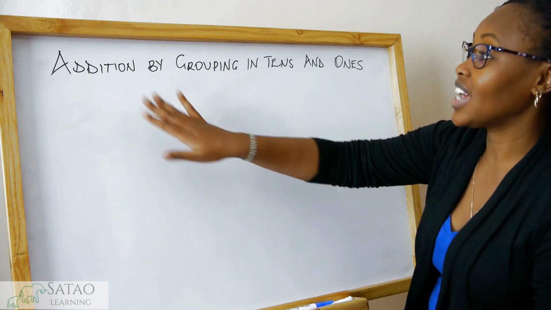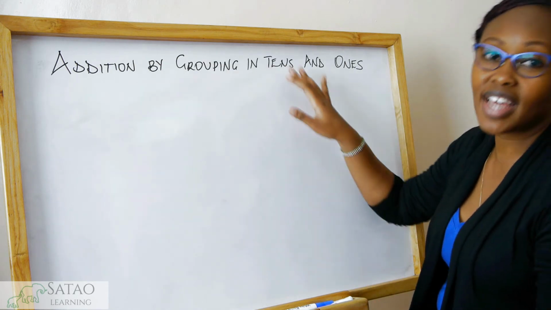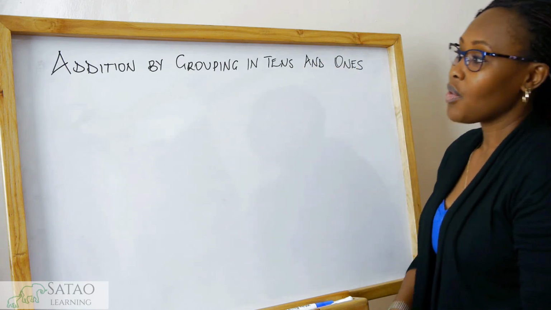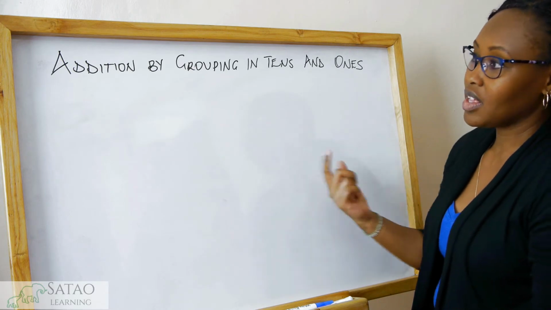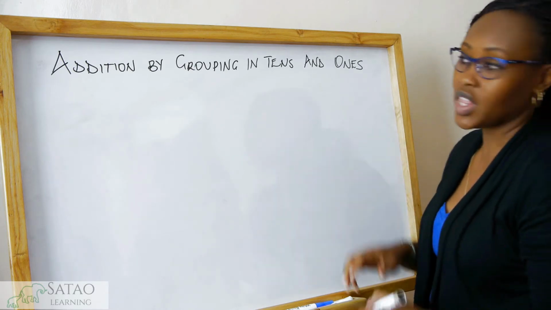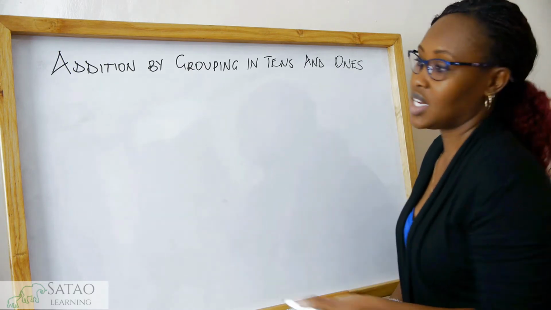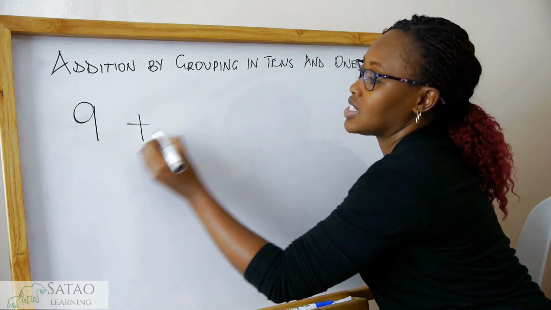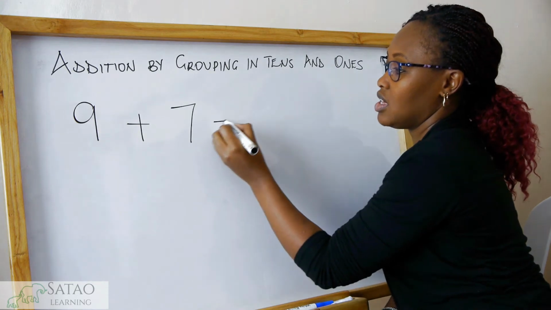Today we are going to look at addition by grouping in tens and ones. Sometimes you can be given two numbers that, when you add them, give us a number more than 10. So let's look at an example. Let's say we have 9 plus 7 equals.